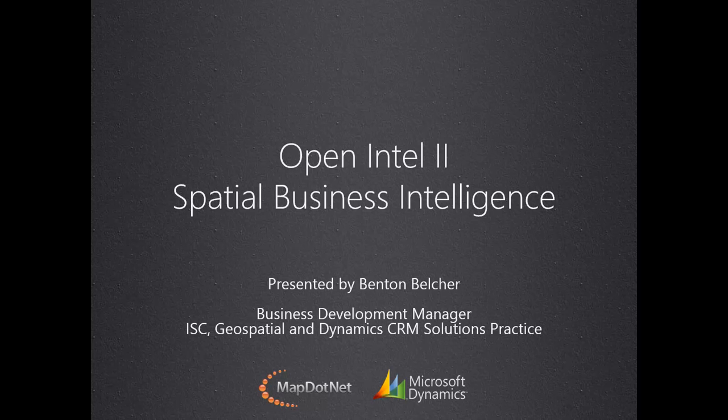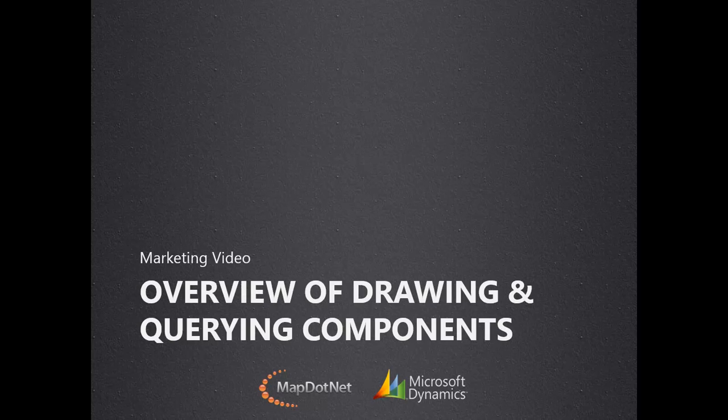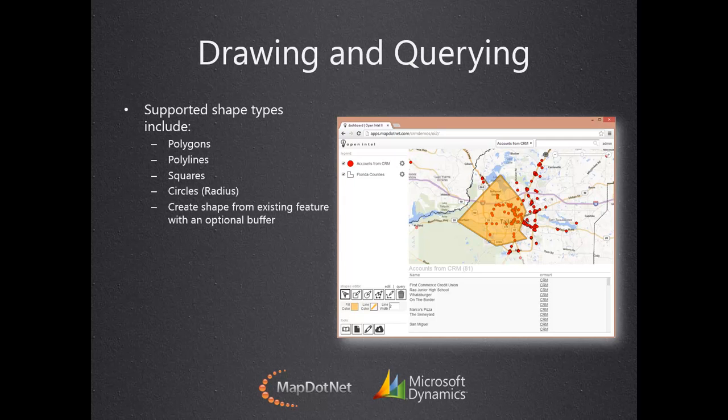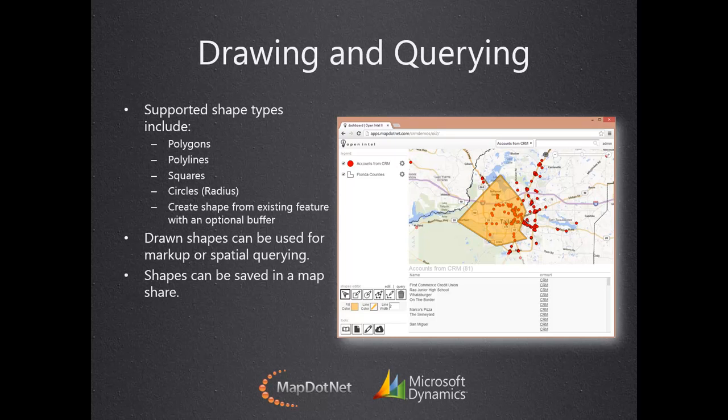This is the second video for our OpenIntel 2 Spatial Business Intelligence. Today we're going to be looking at the new drawing and querying components. The new drawing and querying components allow you to draw shapes on the map for the purposes of markup or querying. The types of shapes we support are polygons, polylines, squares, radiuses, as well as being able to create a shape from an existing layer feature with an optional buffer. Drawn shapes can be used for markup or spatial querying, and shapes can be saved in a map share.